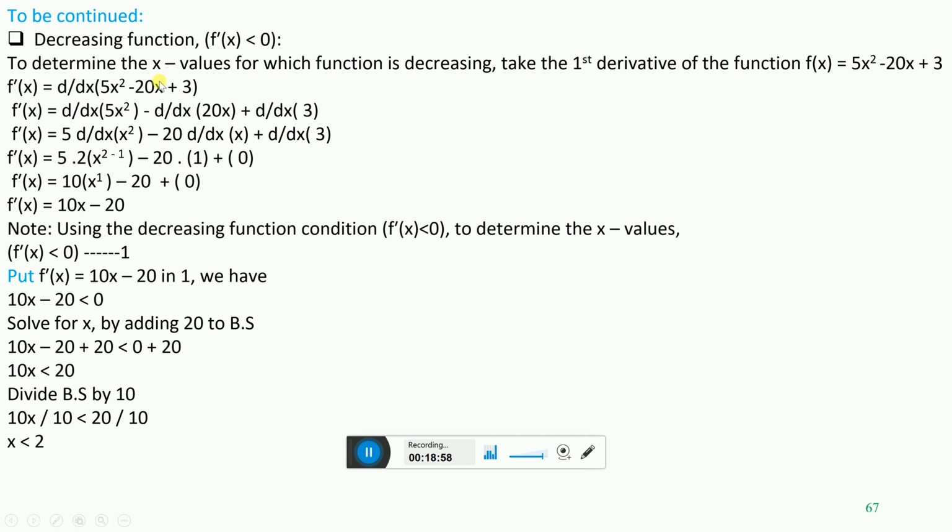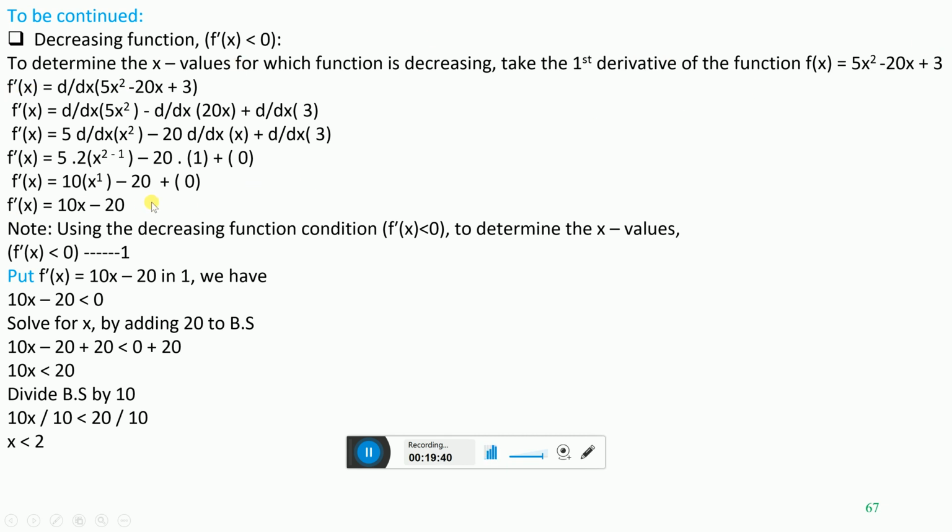Now, to determine the x values for which this function is decreasing, take the first derivative of the function f of x is equal to 5x square minus 20x plus 3. We will directly take the derivative. Dear students, this process that I am doing is not necessary. When you practice, you can directly say, take the power down, 5 times 2 is 10x, and minus 20, derivative of x is 1 and derivative of 3 is 0. So f prime of x is equal to 10x minus 20. This is the first derivative of this function.